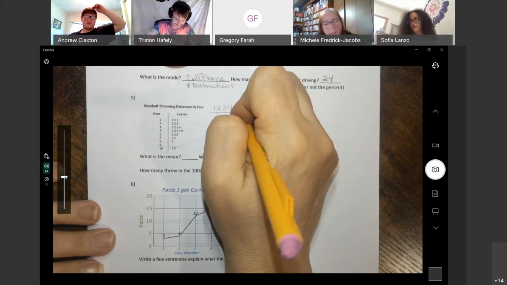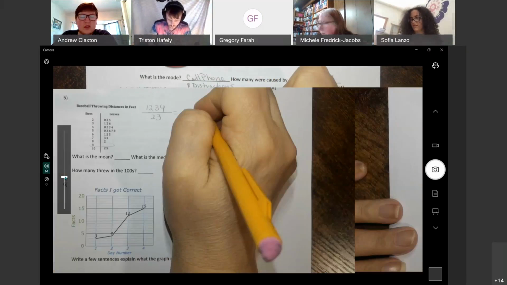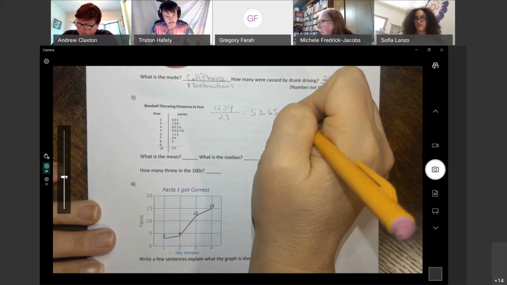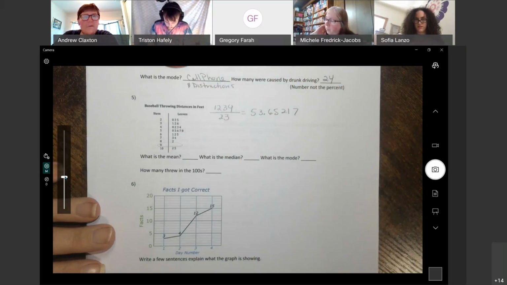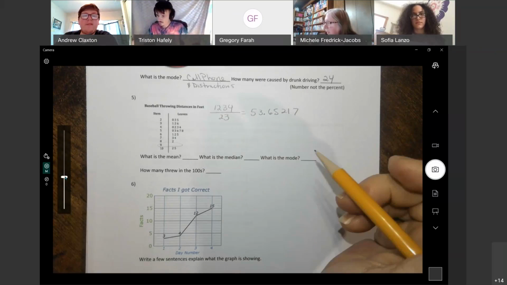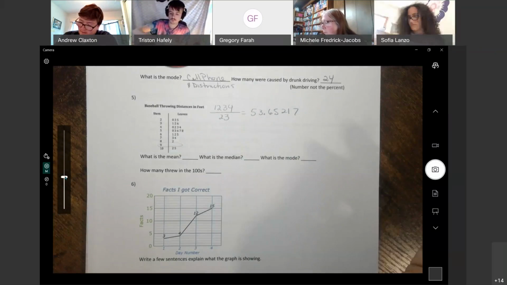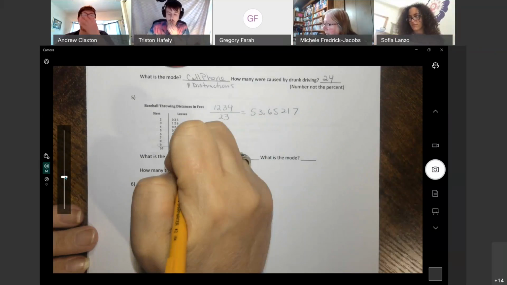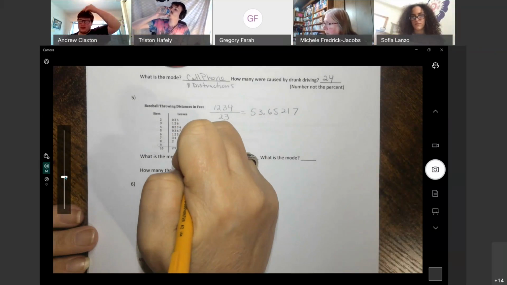And so we get 53.65217. I went one decimal place. Rule of thumb, you should go one decimal place more than your data. But since I didn't state, 54 would work. But I used 53.7.